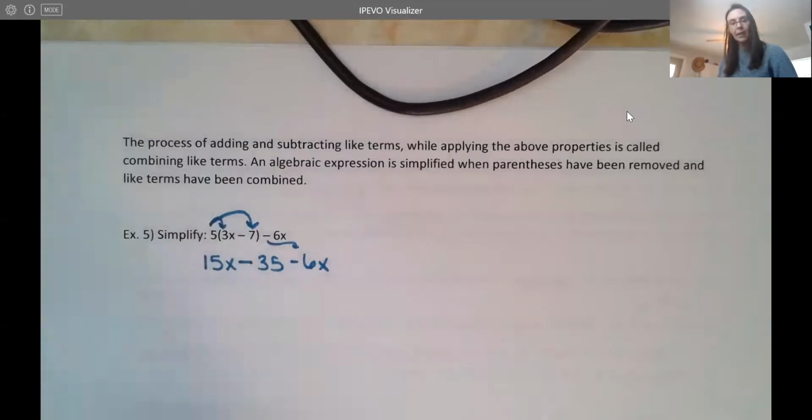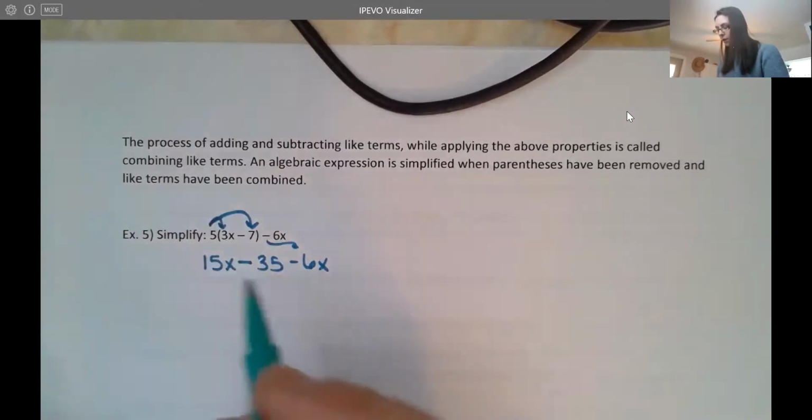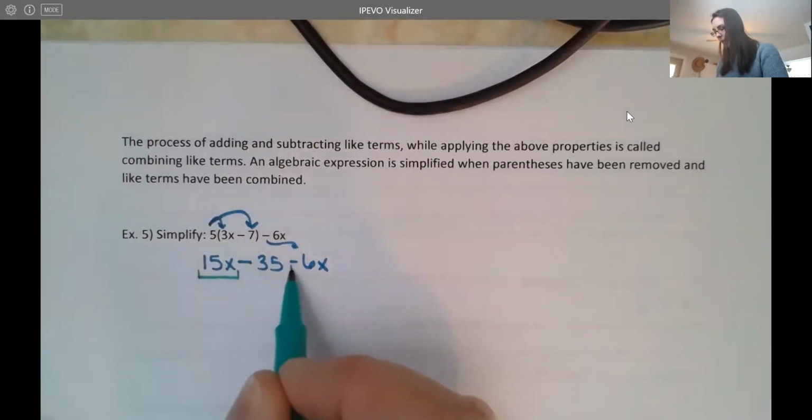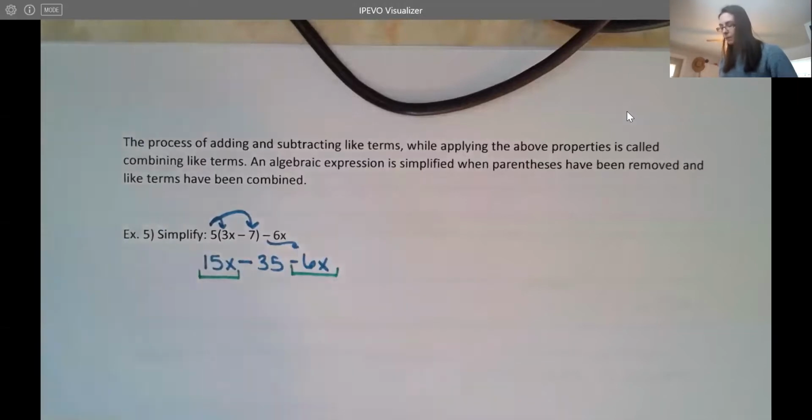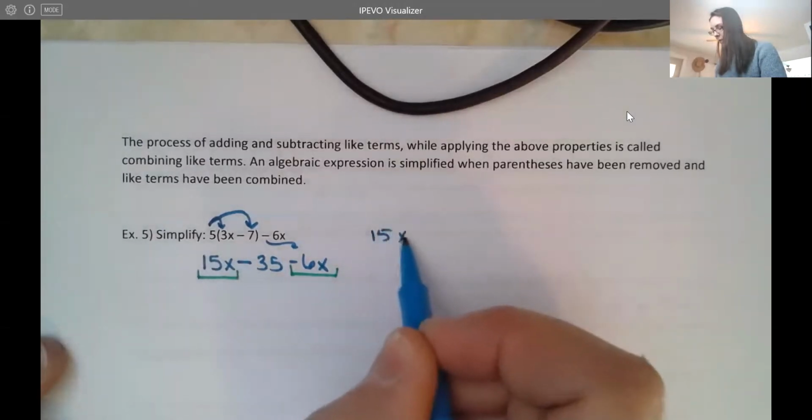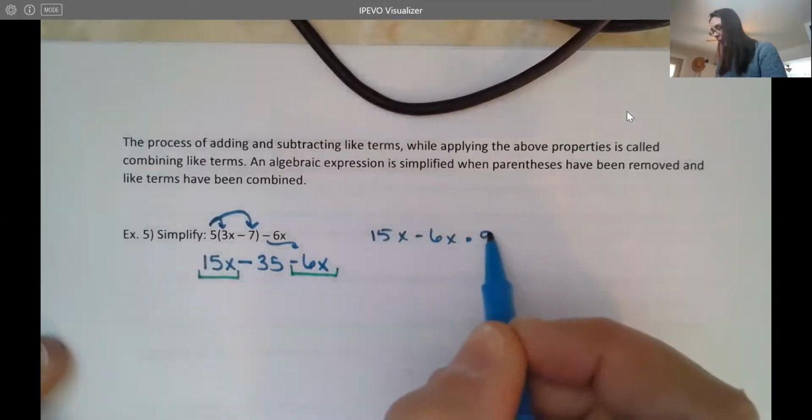Now I do want to combine my like terms. So notice here that I have a 15x and a minus 6x. These are the same kind of thing. They both have the x's. So I can add them or subtract them in this case together. So 15x minus 6x is equal to 9x.